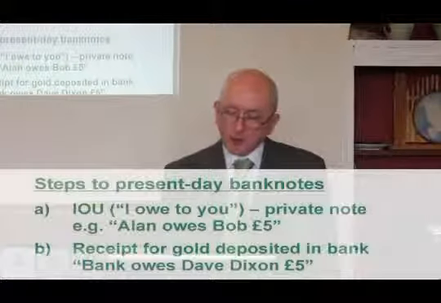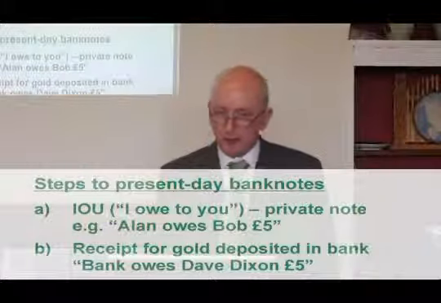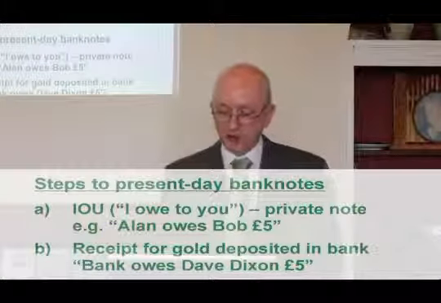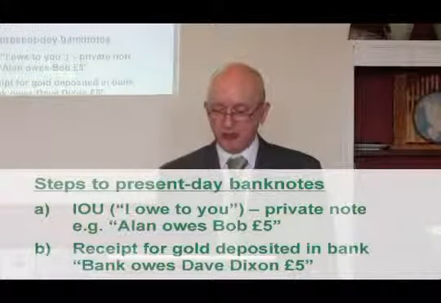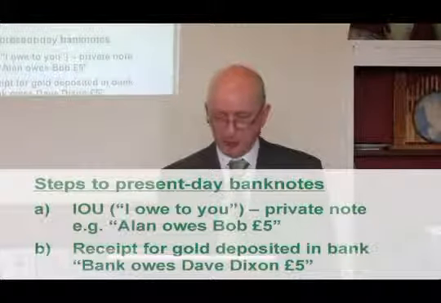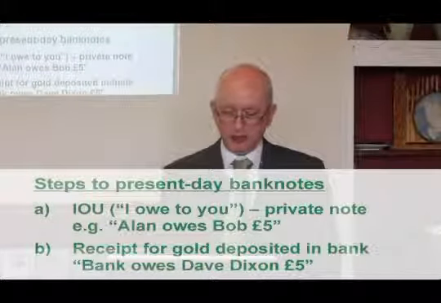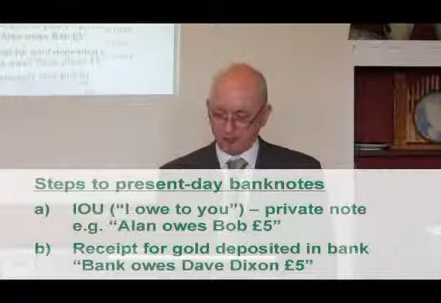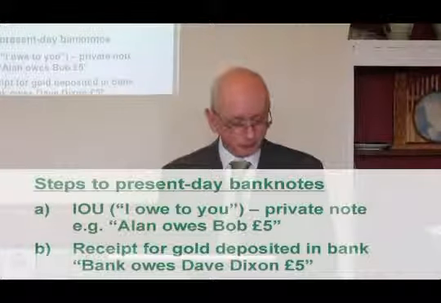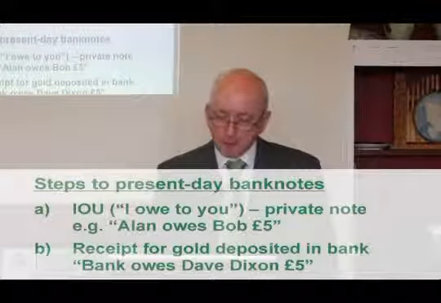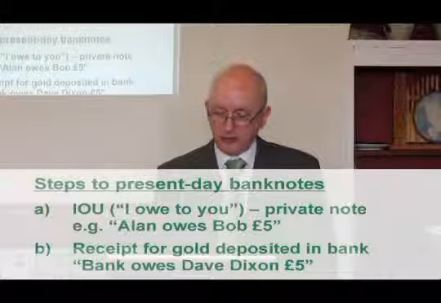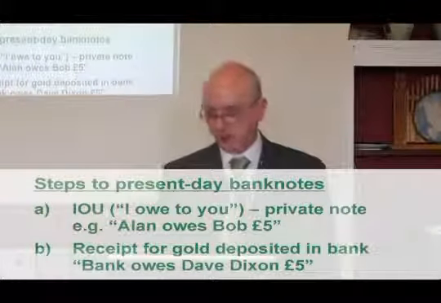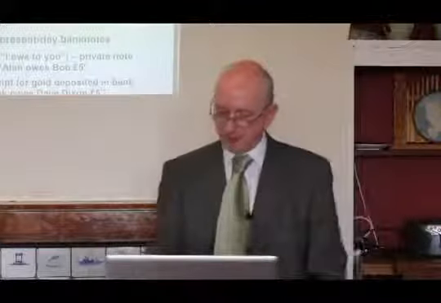Secondly, in the old days, if somebody had £5 worth of gold that they didn't want to have to look after in the house, they might have deposited it with a goldsmith or in a bank and might get a receipt to say that the bank owes Dave Dixon, or whoever it is, £5. So he would then, if he wanted to spend £5, pay a merchant £5, he'd have to get the gold out of the bank, hand it over to the merchant, who then perhaps pays it into his bank.